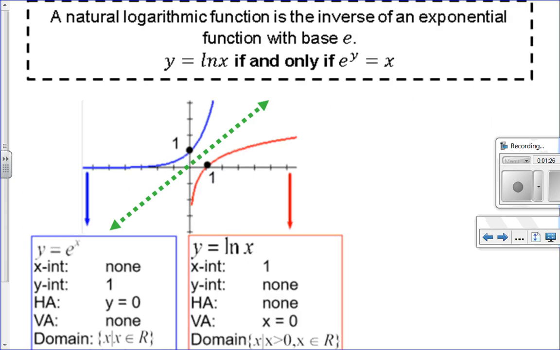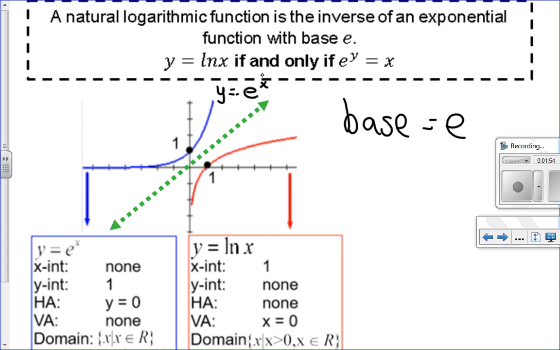Let's look at the graphs. Just like we did in the last one, where we looked at y equals b to the x, and then we looked at log base b of x, we're going to do the same thing, except the base now is going to be e. So the base is e, which is just that special irrational number that has a value of about 2.7. Looking at the graph, this is the graph of y equals e to the x.